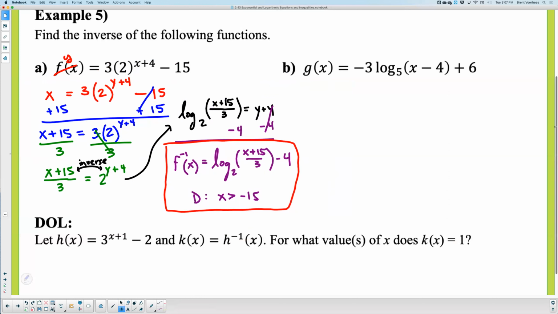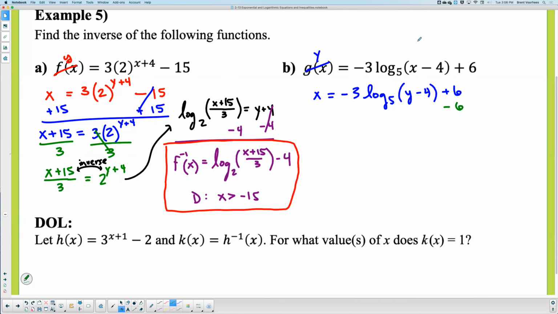So if I want to do the inverse one more time, I would switch x and y. So this is my y, that's my x. I'm going to switch x and y. So we'll say x equals negative 3 log base 5 of (y minus 4) plus 6. Okay, what do I do first? Well, let's subtract the 6 to isolate this logarithm.